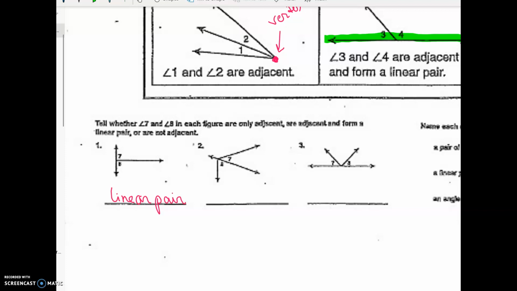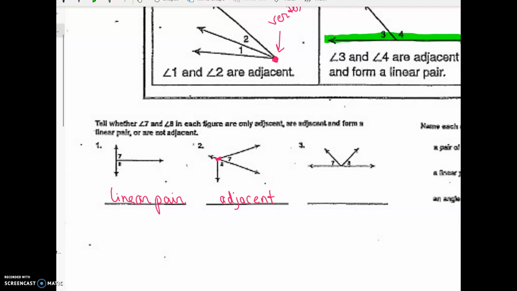Now in 2, if we look at angle 7 and 8, they share a common side, and they share that vertex there, but they don't create a straight line situation like number 1. So in this case, we would just say that they are adjacent to each other. That would be the most appropriate in that situation.